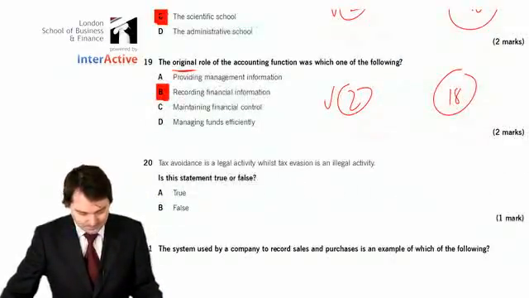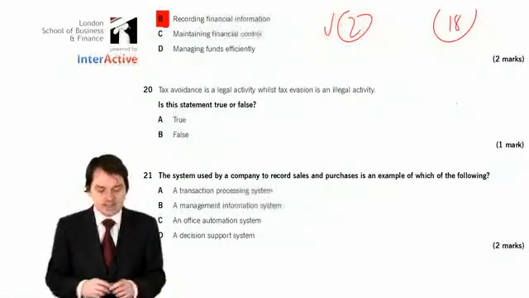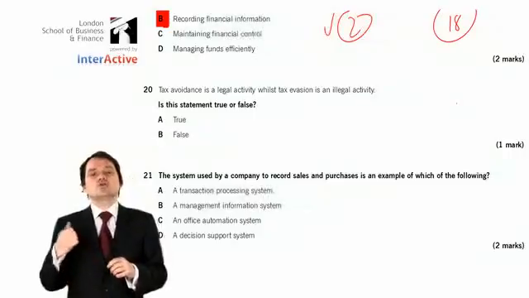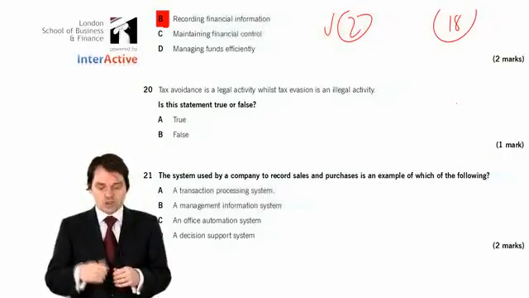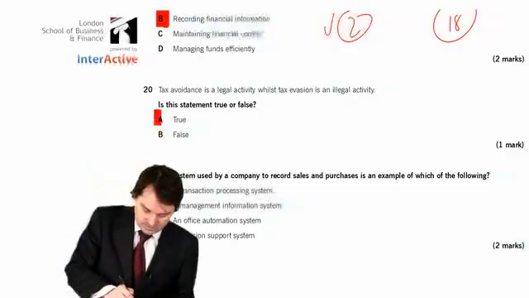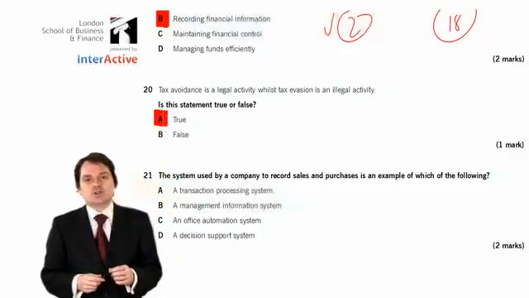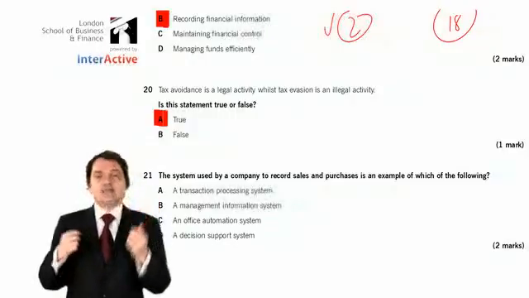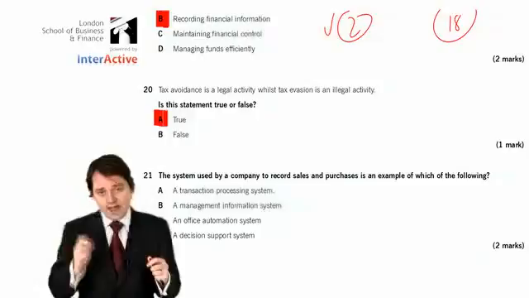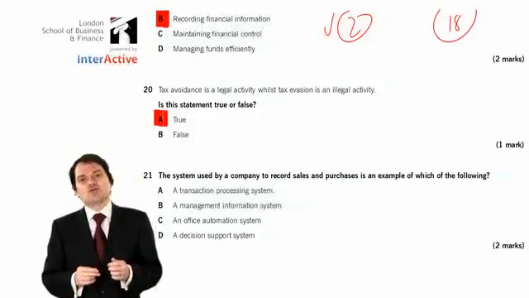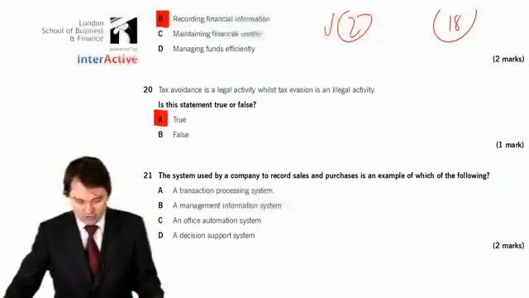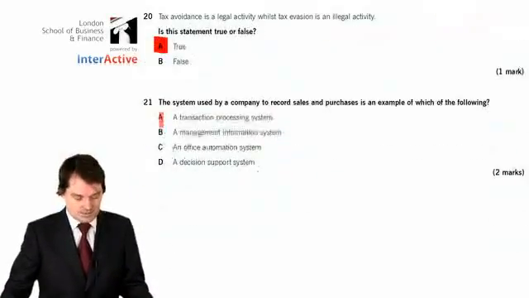Question 20. Tax avoidance is a legal activity, tax evasion is illegal. Straightforward definition. So is that true or is it false? And the answer is, that one is true. So tax avoidance is doing anything you can to not pay more tax than you should do. That's fine. Tax evasion is trying to get away from paying tax that you are supposed to. So that one is simply true. That one takes 20 seconds.